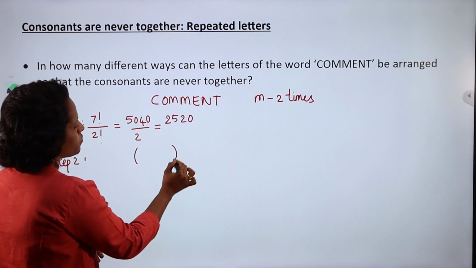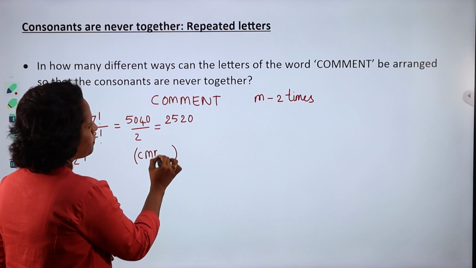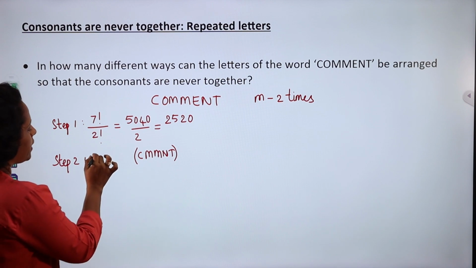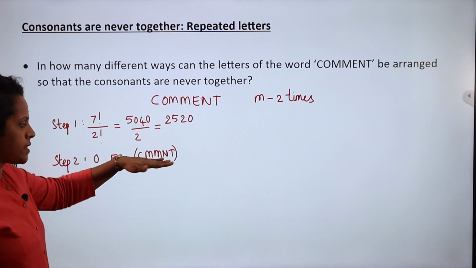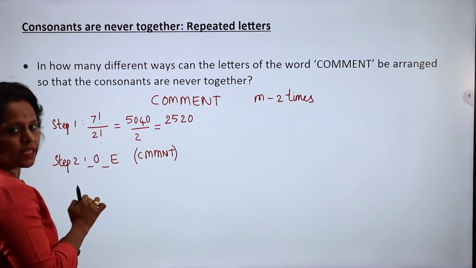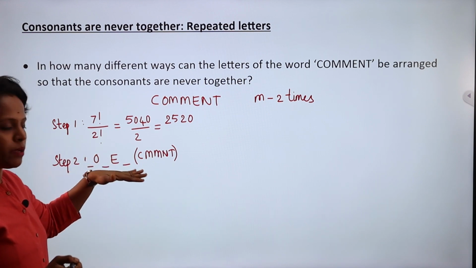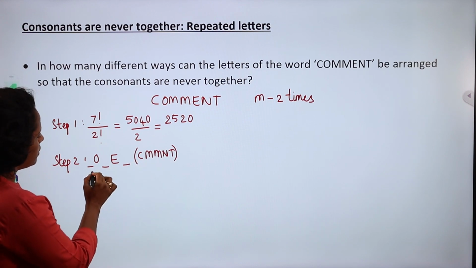Now step 2. The number of words in which the consonants are together. Put the consonants within the brackets. What are the consonants here? C, M, N and T. What are the remaining letters? O, E. Now this set of consonants can come here, between O and E, or after E, right? In 3 places. In any of the 3 places, this set of C, M, N, T can come.